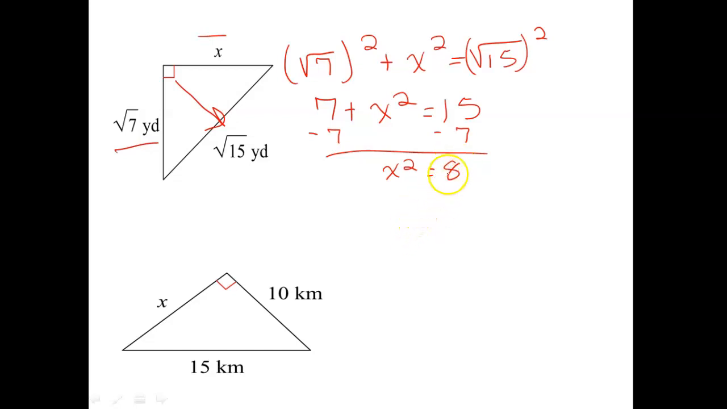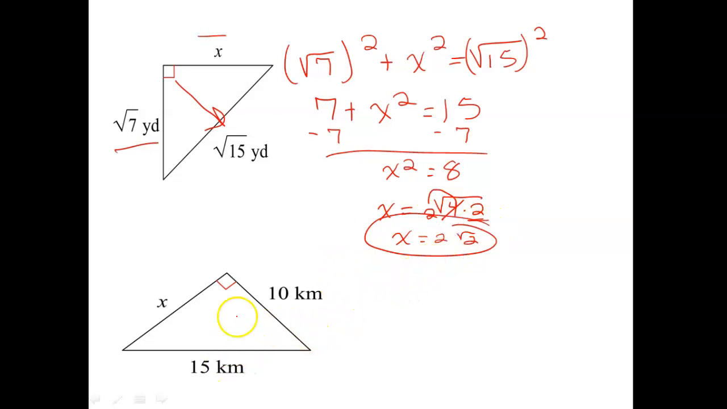What perfect square goes into 8? 4. So I have x equals the square root of 4 times 2. The square root of 4 is 2, and what's left behind? 2. So my answer is x equals 2 root 2.